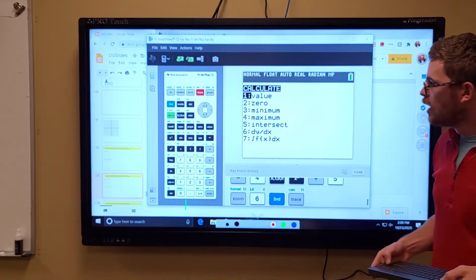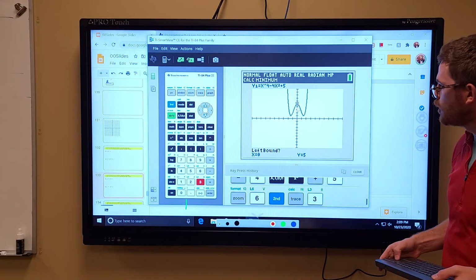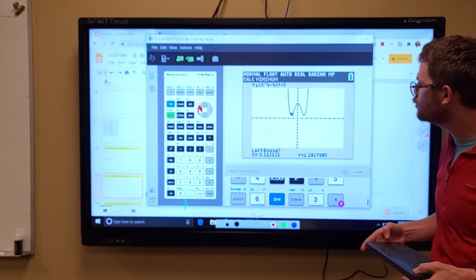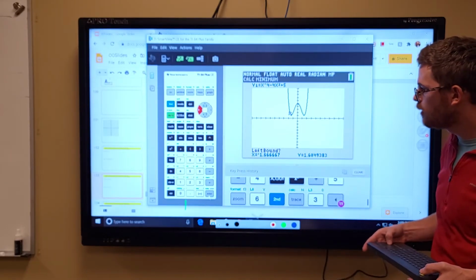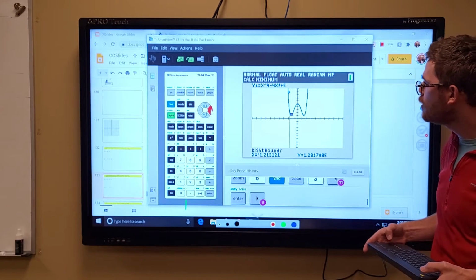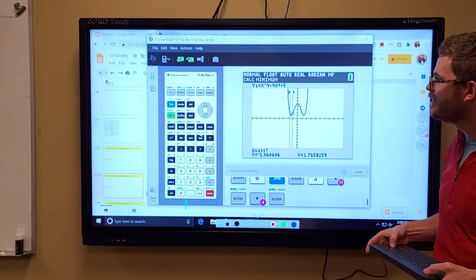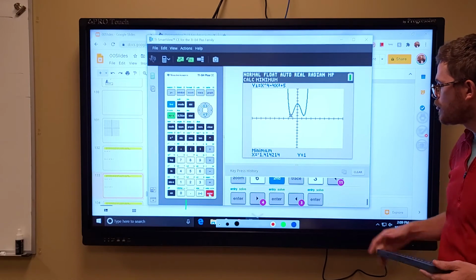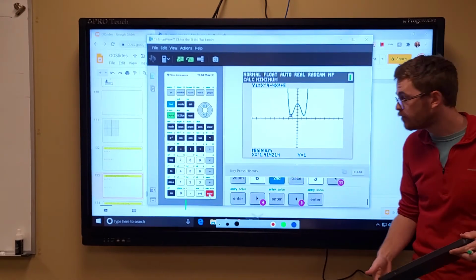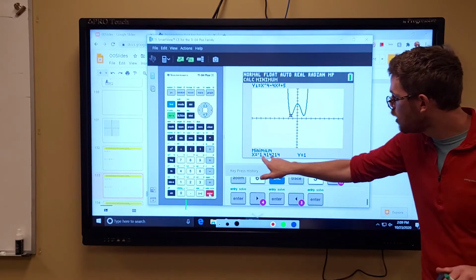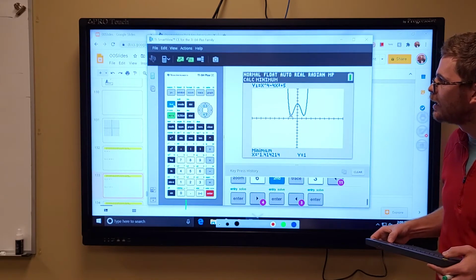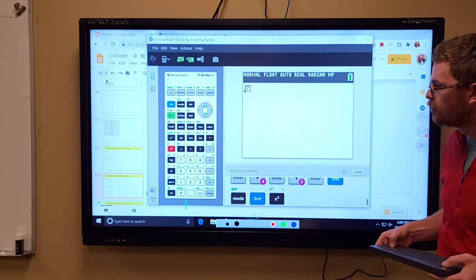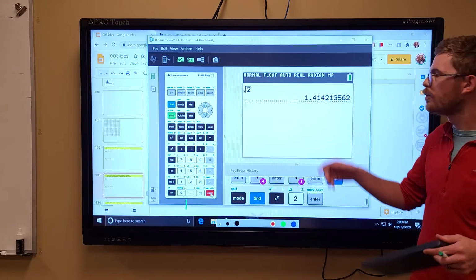They were changing from decreasing to increasing. So 3 is minimum, and I'm going to go left bound. I just kind of want to click the graph, but I have to click the calculator. Moving the cursor to the left, hitting enter. Moving the cursor to the right of that minimum, hitting enter, and then of course I'm going to guess. I'm going to hit enter again. Notice it's a negative 1.414. The y value is 1. Well, what is the square root of 2? It is 1.414.